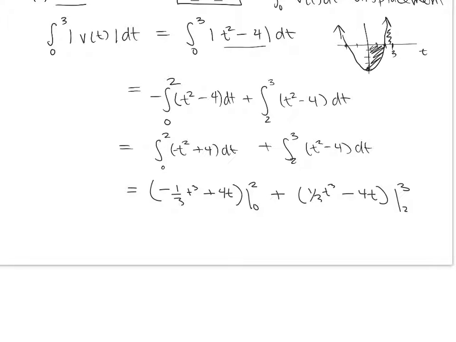And with these, because you're absolute valuing, you should always get a positive answer. If you don't, you've made some mistake. Because if you absolute value correctly, your whole curve should be above the t-axis, right? Which means the area should be positive. It says negative 8/3 plus 8 minus 0, right? That's for the first integral. Plus 27/3 minus 12 minus 8/3 minus 8. Do you agree?